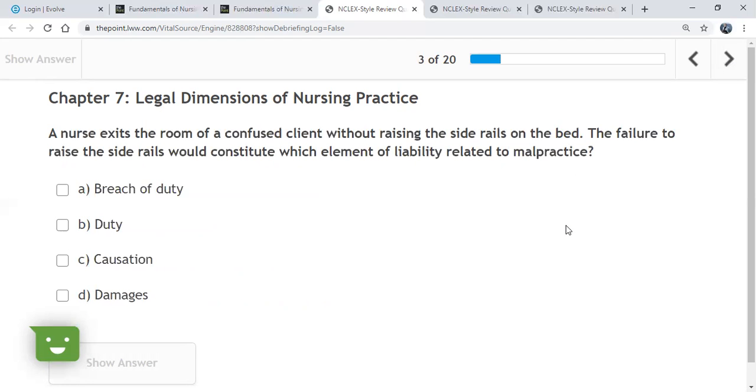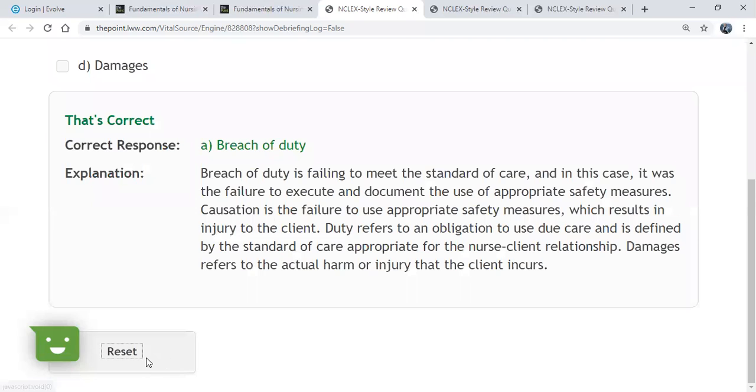A nurse exits the room of a confused client without raising the side rails on the bed. The failure to raise the side rails would constitute which element of liability related to malpractice? Is it A? Maybe A. Okay, a breach of duty. That's when we fail to meet the standard of care.